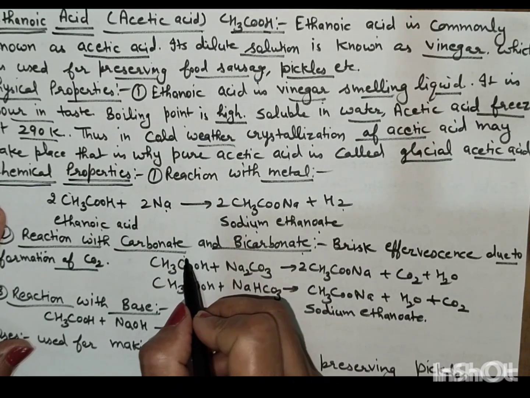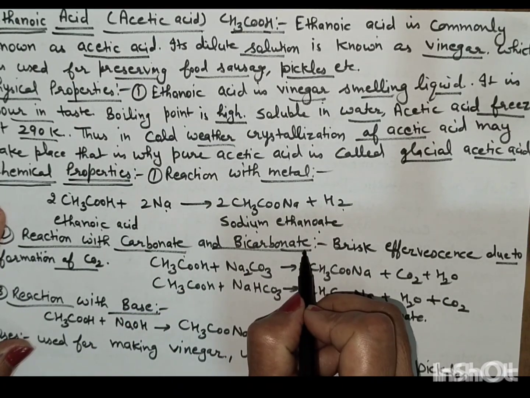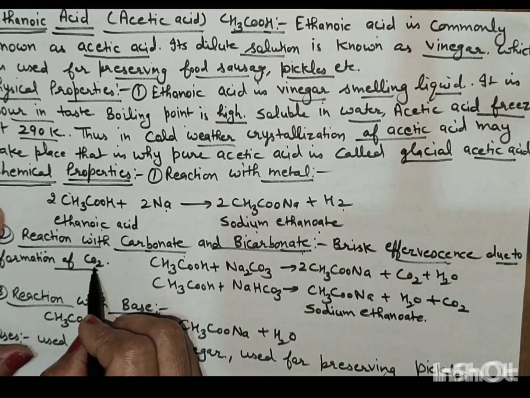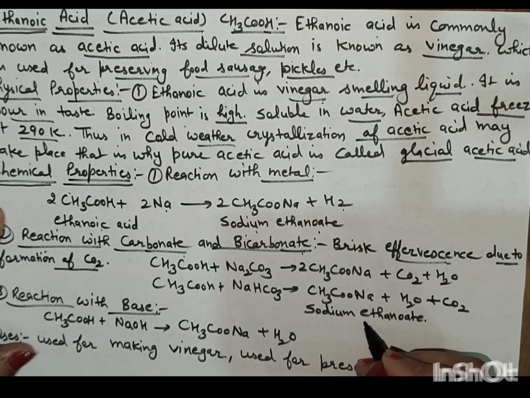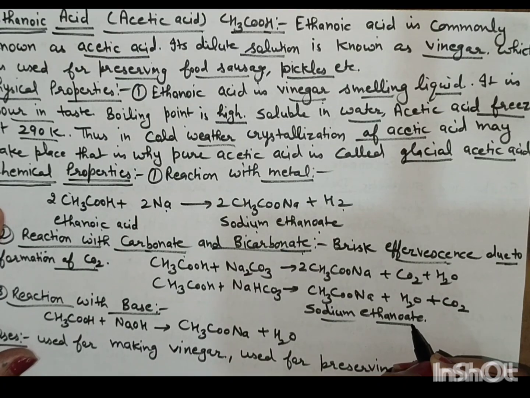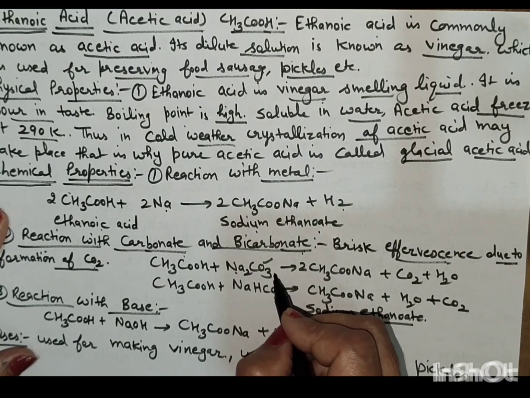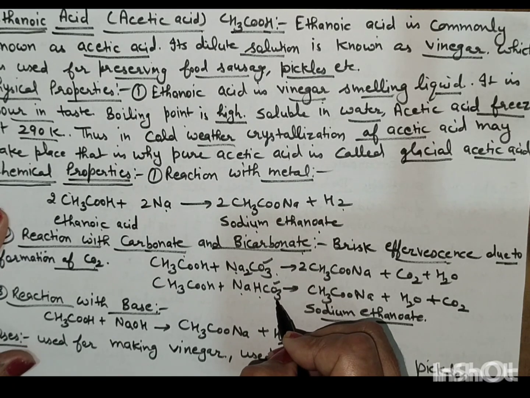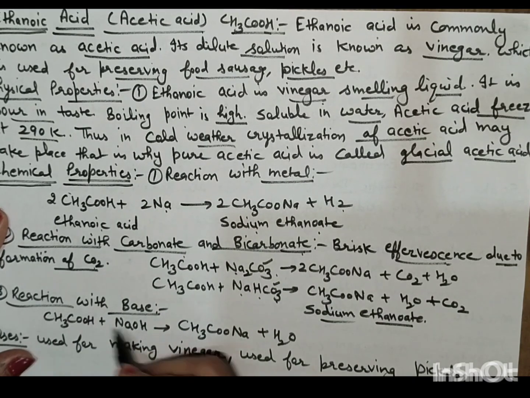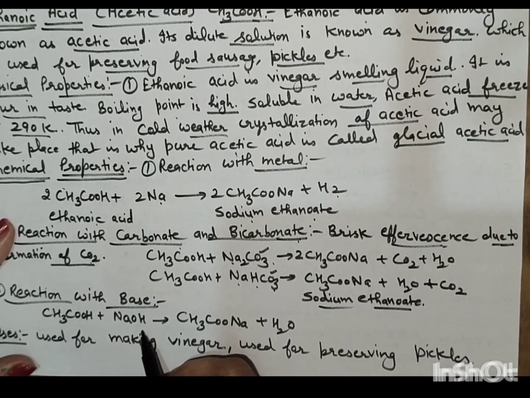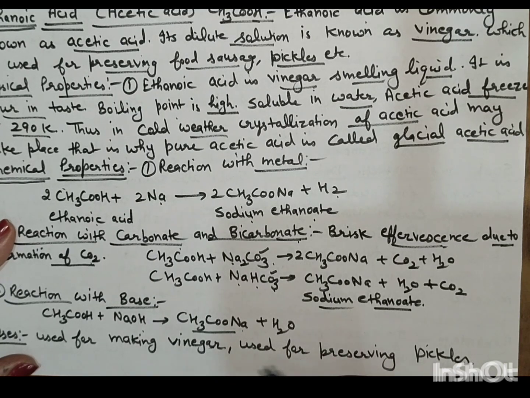When ethanoic acid reacts with carbonate and bicarbonate, brisk effervescence is released due to the formation of CO2. It also forms sodium ethanoate with washing soda and baking soda, that is sodium carbonate and sodium hydrogen carbonate or bicarbonate. Reaction with base. CH3COOH plus NaOH gives CH3COONa plus H2O. Sodium ethanoate is formed here.